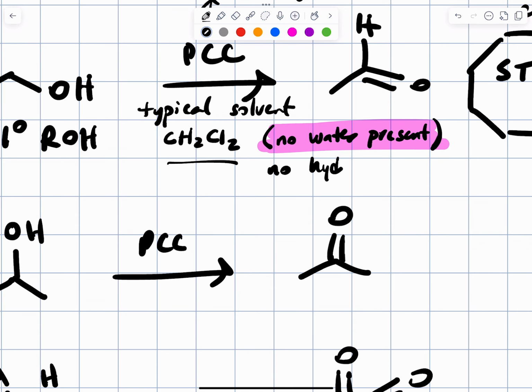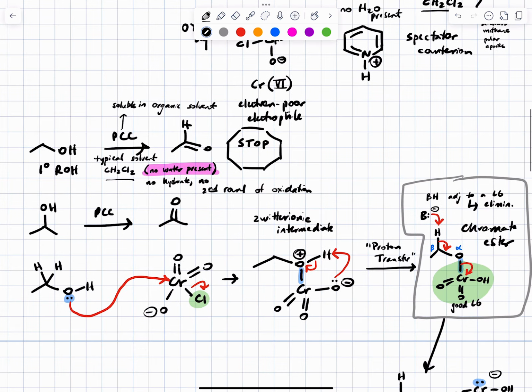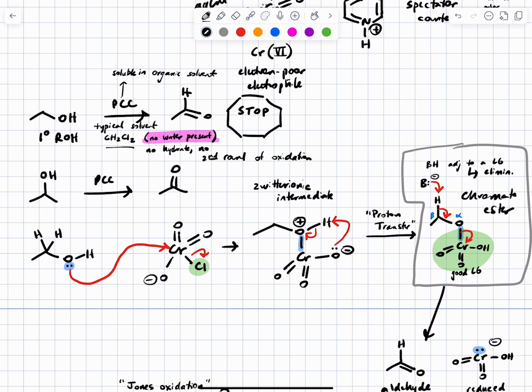No hydrate, no second round of oxidation. So that's the mystery that your text didn't tell you. The reason PCC won't go on to the carboxylic acid is not necessarily because it's less reactive, but also because there's no water present to make the hydrate, and then the aldehyde never reacts with the second equivalent of the chromium.